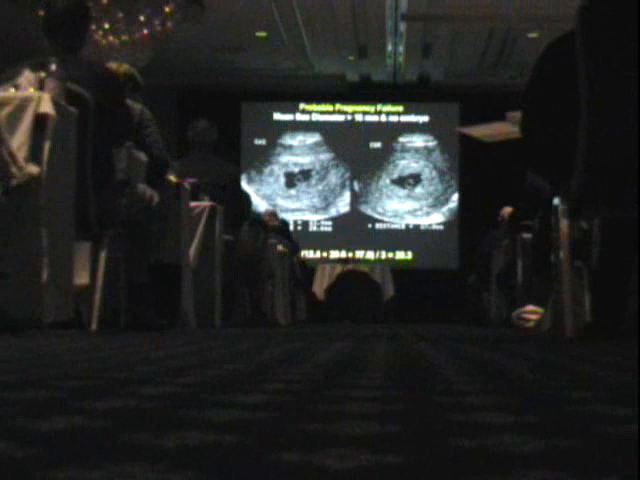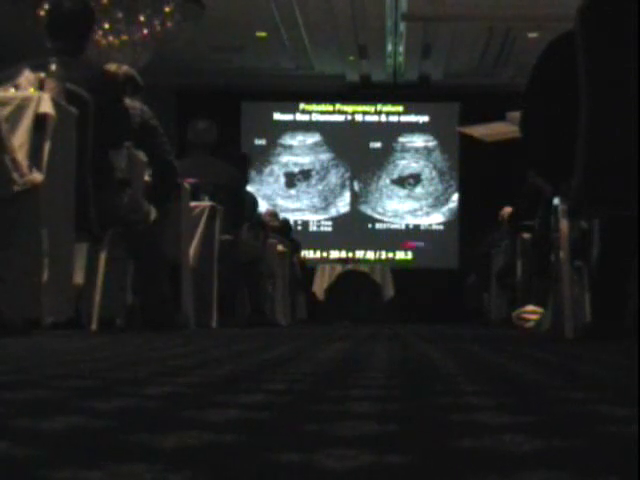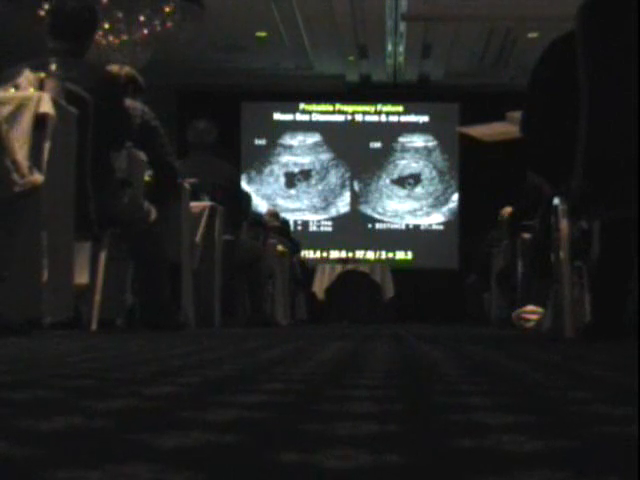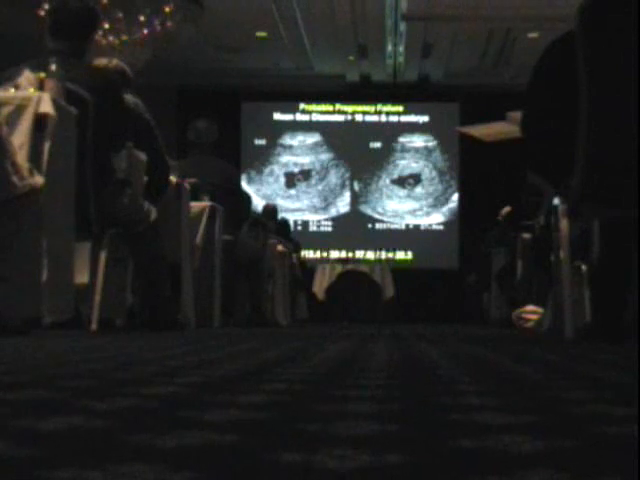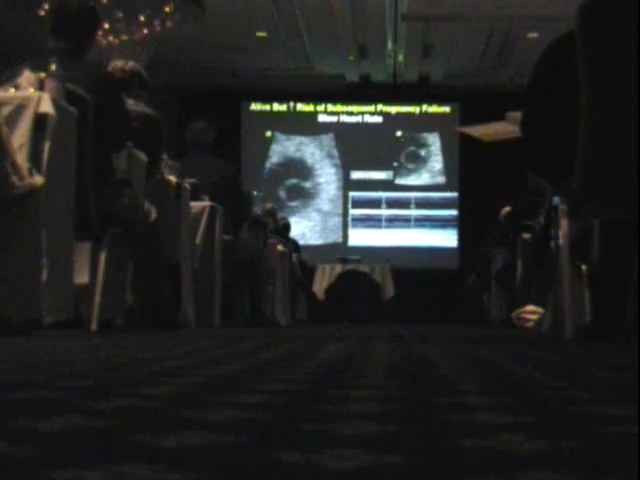Mean sac diameter greater than 16 millimeters and no embryo. Here's a 20 millimeter mean sac diameter. There's a yolk sac but no embryo. You're supposed to see an embryo by 16. So are we worried? Yes. Are we going to write off the pregnancy? No. It's not a definitive finding. It's a very worrisome finding. We've got to follow. The next category is elevated risk of subsequent pregnancy failure.